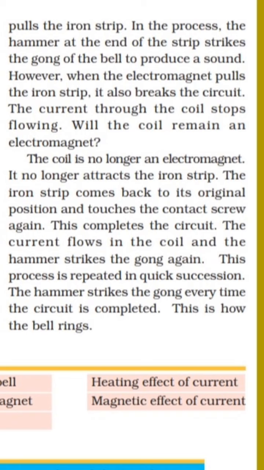When you switch on the button, the iron strip comes to its original position and touches the contact screw again, and it completes the circuit, and the current flows in the coil, and the hammer strikes the gong again. This process is repeated in quick succession.